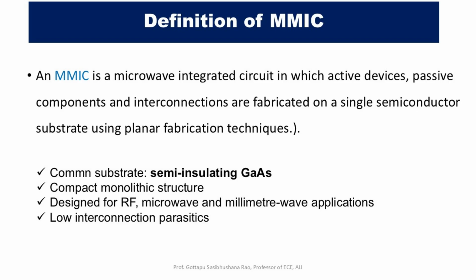An MMIC, or Monolithic Microwave Integrated Circuit, is a microwave circuit in which the active devices, passive components, and interconnections are fabricated on a single semiconductor substrate using planar fabrication techniques. A common substrate is semi-insulating gallium arsenide, or GaAs. Because the entire circuit is formed on one chip, MMICs are very compact, have low interconnection parasitics, and are well suited for RF, microwave, and millimeter wave applications.